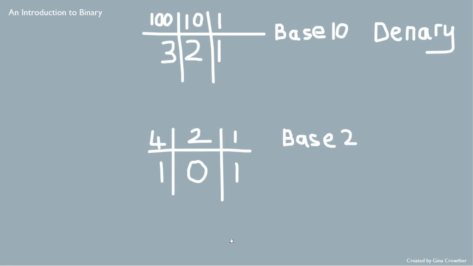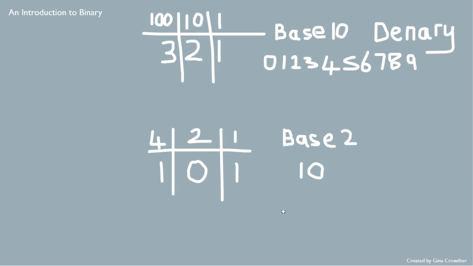But this is binary. Now binary only has 2 numbers. That's a 1 and a 0. Let's just look at the denary, how many numbers we have there. Well, we have 10. We start with a 0 and 1, 2, 3, 4, 5, 6, 7, 8, 9. When it gets to 10, it moves on to the next column. So we only go up to 9.